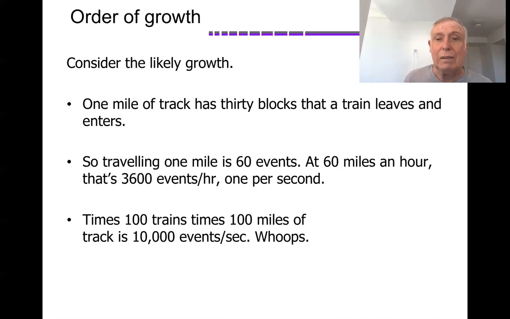So 1 mile of track has 30 blocks, and then the train goes in there and out there, generating 2 events per block. So if you're traveling 1 mile is 60 events, because that's 30 times 2. Then at 60 miles an hour, that's 60 times 60, that's 3,600 events an hour, 1 a second. Now you multiply that by 100 trains and 100 miles of track, and how are you going to do that?